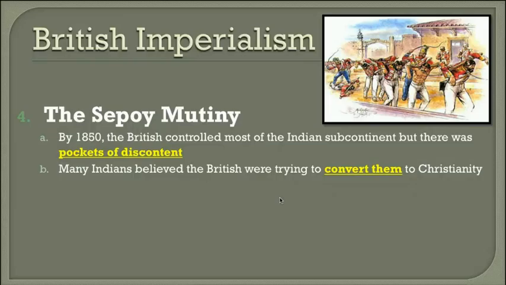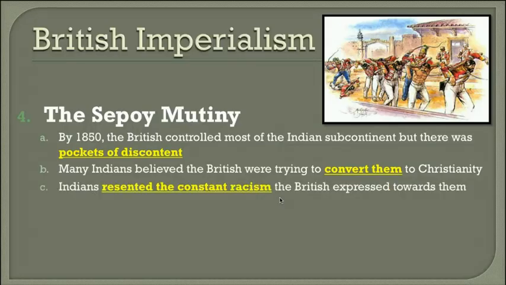Part of the reason they weren't happy is for all the obvious reasons. The British were taking their economy, taking their money. British were controlling everything politically. But also many Indians believed the British were trying to convert them to Christianity. After all, the British had brought missionaries. This is part of when we talked about the Age of Exploration, God, glory, and gold, right? The Europeans wanted to convert people to Christianity. Well, at the time, many of the Indians were either Hindu or Muslim, and they're going to have some resentment over the British bringing in Christianity and trying to convert them.